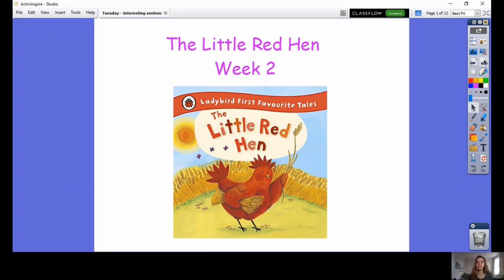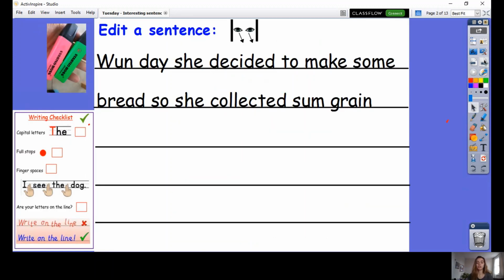This is week 2 of the Little Red Hen, where we are going to be innovating our story. First, we have our do. Now, I need your help to edit my sentence. First, we need to read it all together. One day, she decided to make some bread, so she collected some grain. Using a writing checklist, you are going to spot the 3 mistakes. You have 1 minute to spot those 3 mistakes. Pause the video and spot those mistakes using a writing checklist.